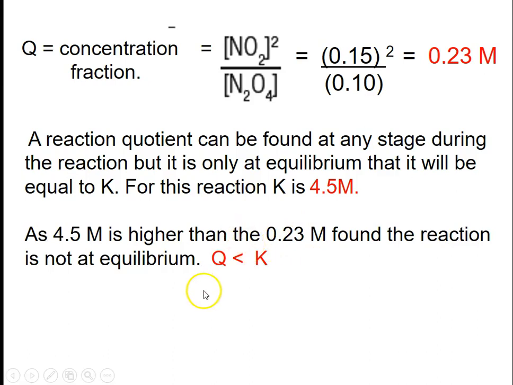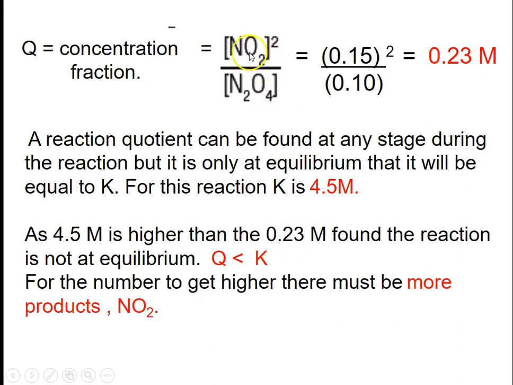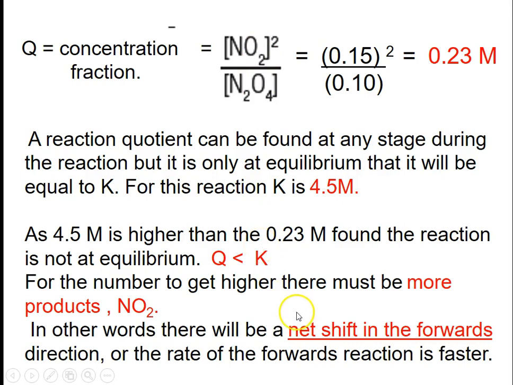The reaction quotient Q is actually less: 0.23 is less than 4.5. If Q is less, then it means the number on the bottom is larger. You've got more reactants than products. So for the number to get higher, you want to make more products. You want this number on the top to get higher. So there has to be a net forward reaction. You have to use up some of the reactants to make some products, and then your value will get to 4.5. So there is a shift in the forwards direction, or the rate of the forwards reaction is actually faster.